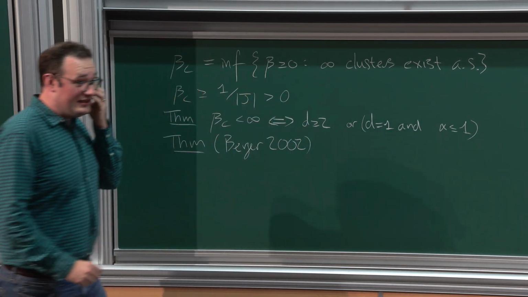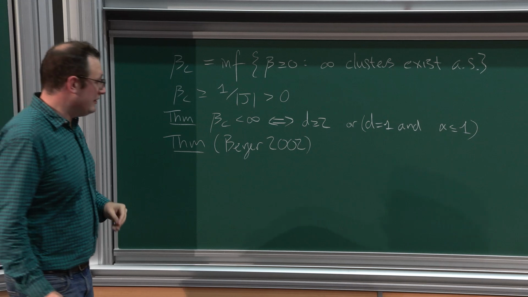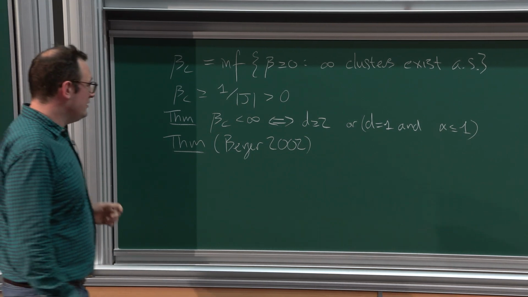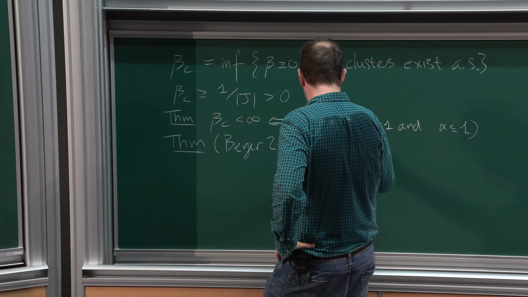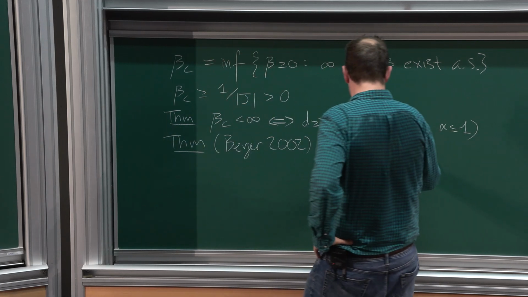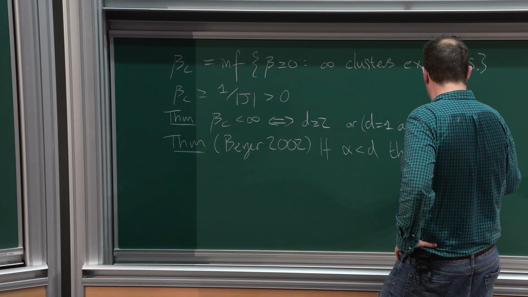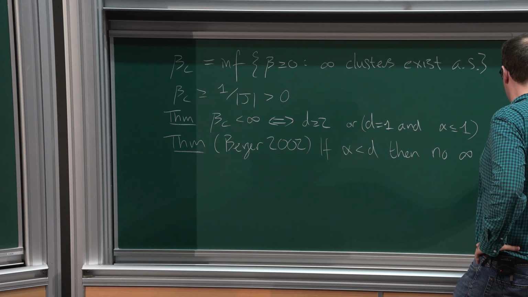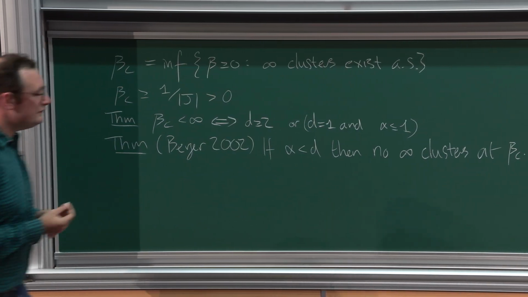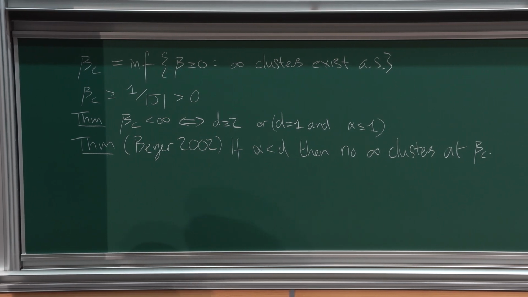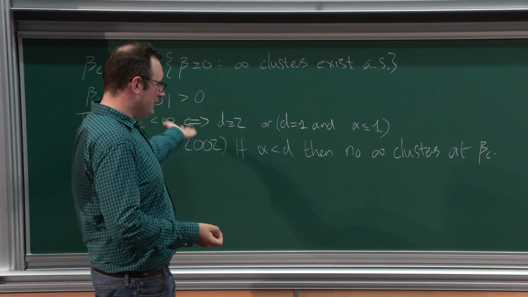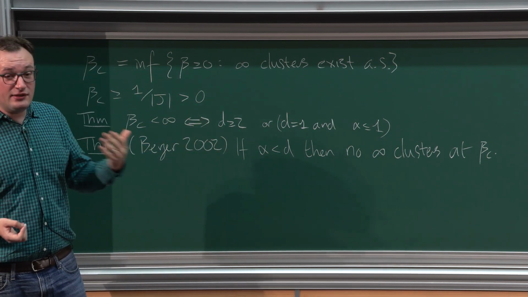As I said, this model is in some senses surprisingly easier to understand than the nearest neighbor model. And I think a very nice example of this is a result of Aizenman and Newman from 2002, which is that if alpha is strictly less than d, then there are no infinite clusters at beta c. Of course, this is something we would very much like to be able to prove for the nearest neighbor models. And for the long-range models, we can really prove it, at least when alpha is not too large.